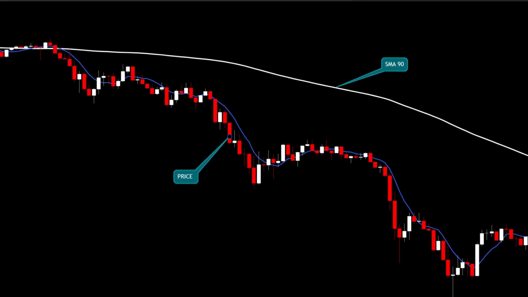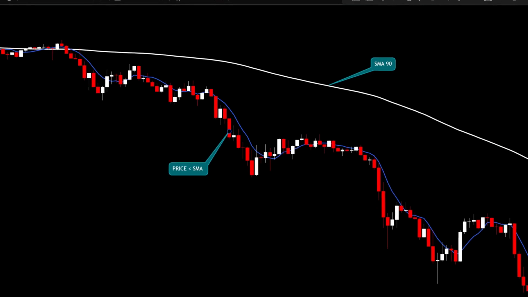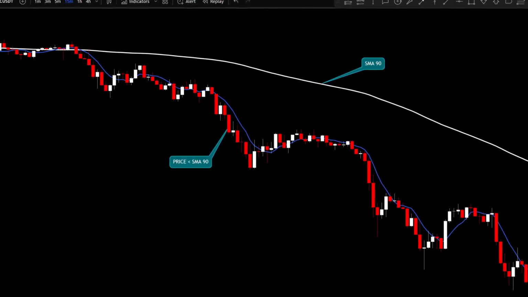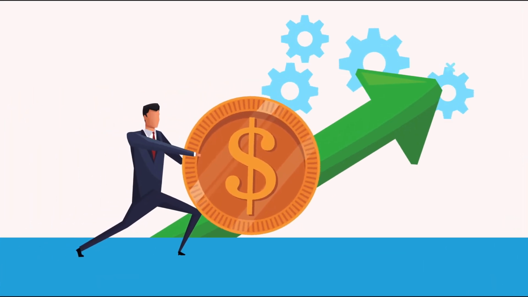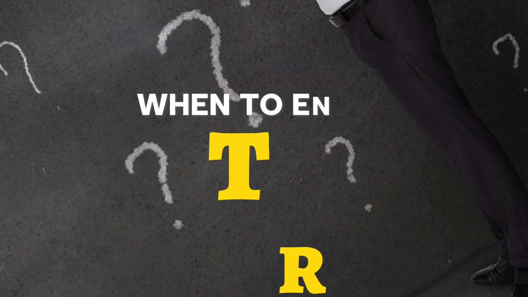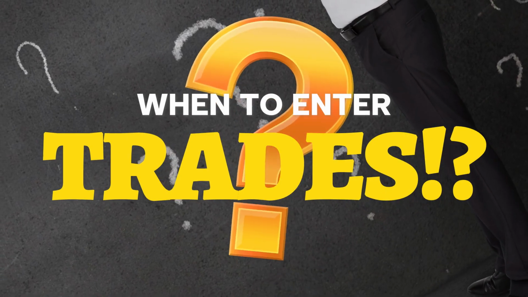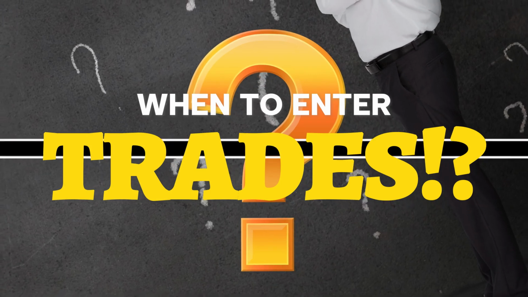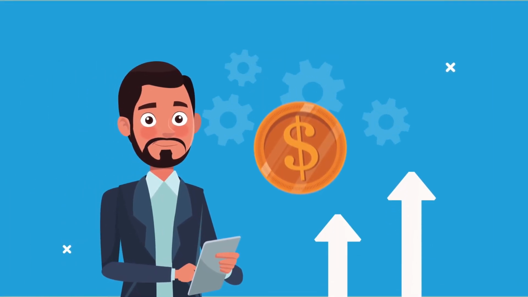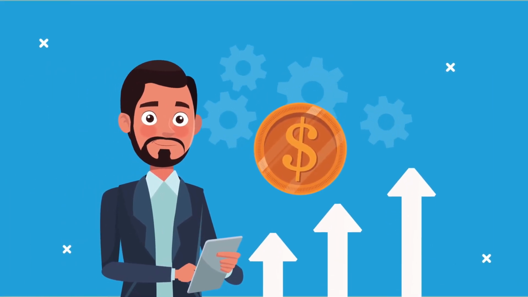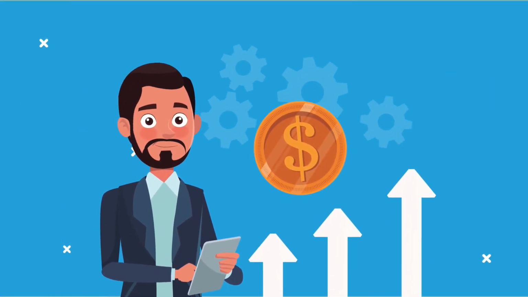It's that simple. You're not trying to be a hero here. We're just riding the wave. You see the trend, you go with it. Okay, so we've got our trend. Now we need to know when to jump in, right? That's where the trigger candle comes in. And trust me, this is the only candle pattern you gotta remember for this whole strategy. I call it the trigger candle because that's exactly what it does. It triggers your trade.